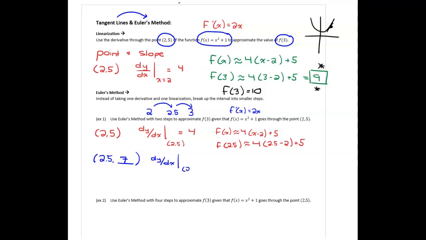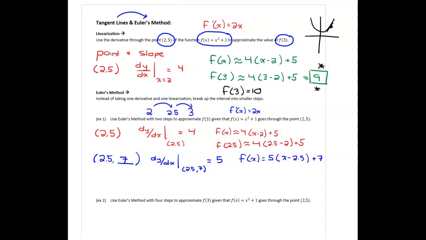What is our new slope at 2.5? Originally 2 times 2 is 4. Now 2 times 2.5, I have a new slope. My new slope is 5. So I have a new slope and a new point. My new approximation is 5 times x minus 2.5 plus 7. So 2.5, 7 is what I got up here. 5 is my new slope, so I have a new slope and a new point.